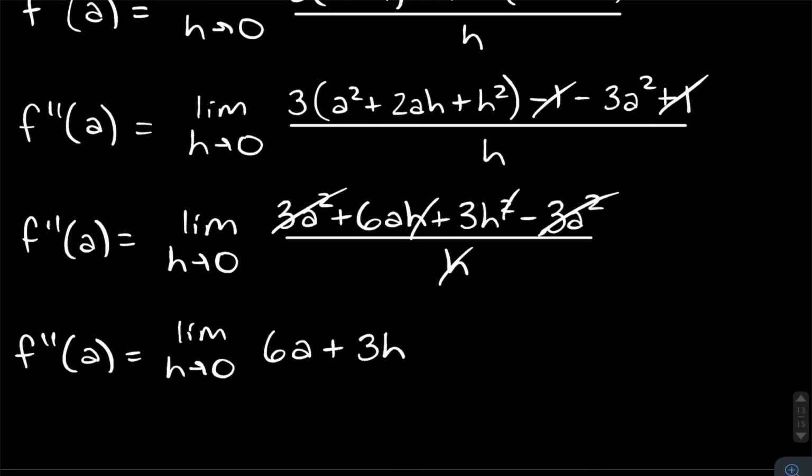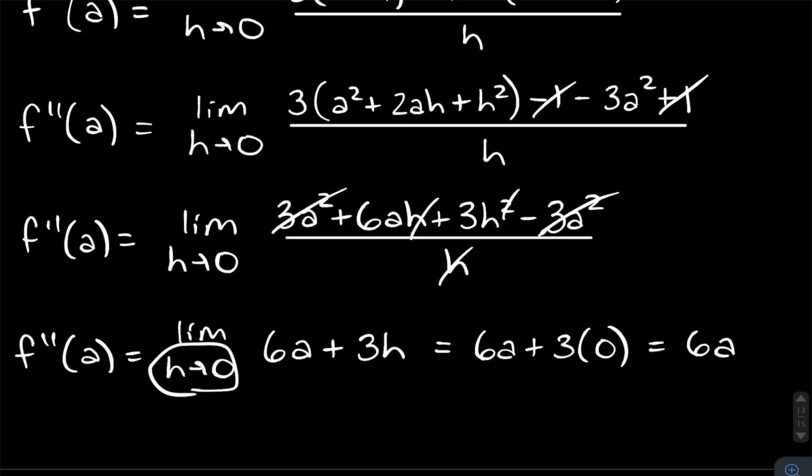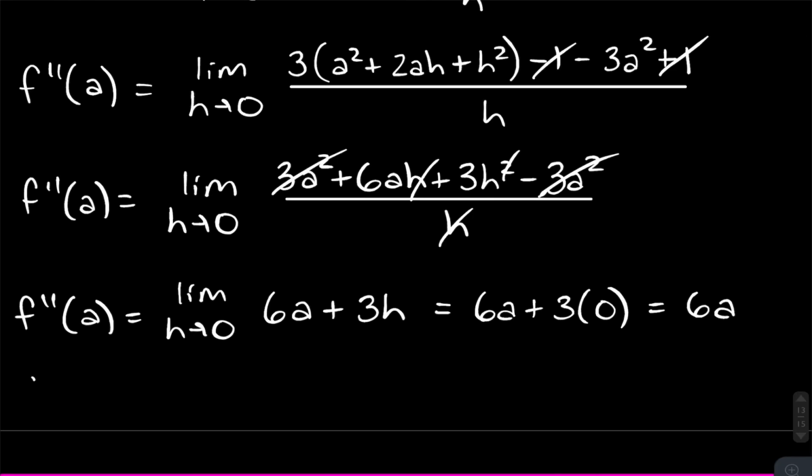Now notice what happens here. We can plug in h equals 0, right? We can plug that in, so we get 6a plus 3 times 0. And that's just 6a. Again, we can just plug in that h equals 0 because there's nothing stopping us from doing it. Before, there was a 0 in the denominator when we did that, and so now we can actually plug that in because there's not a 0 in the denominator anymore.